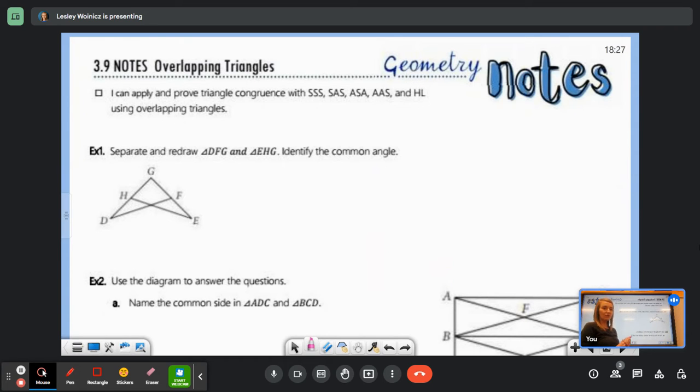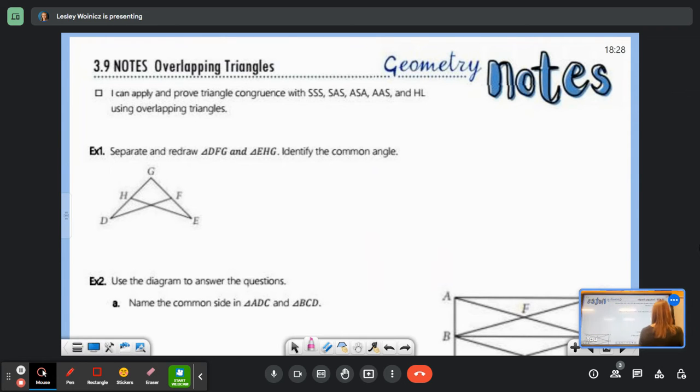We're going to do overlapping triangles today. Sometimes we have triangles that have an angle or a side that they share. We've already talked about this a little bit with the reflexive property. We've had a lot of shared sides, but they haven't necessarily been overlapping each other. I think I snuck one into your practice last week. You might have caught it, but now we're going to have a whole lot of overlapping triangles.